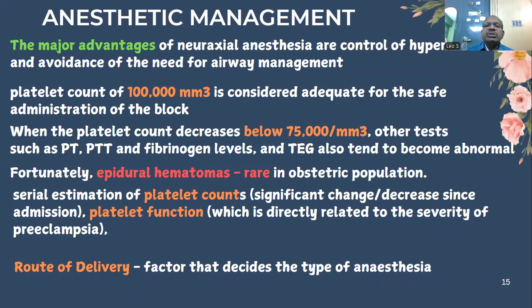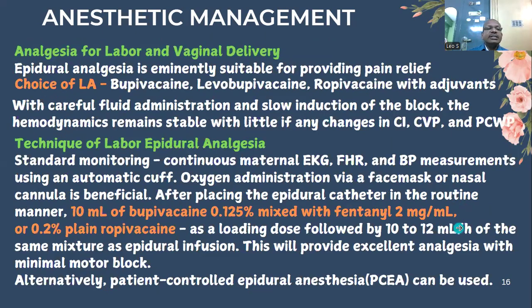So the major advantage of neuraxial blockade are control of hypertension and avoidance of the need for airway management. Platelet count of 100,000 is considered adequate for safe administration of the blockade. When the platelet count decreases below 75, other tests also become abnormal. So, fortunately, epidural hematoma is a rare complication in obstetric population. Serial estimation of platelet count and platelet function has to be monitored, and the route of delivery is one of the important factor to decide the mode of anesthesia.